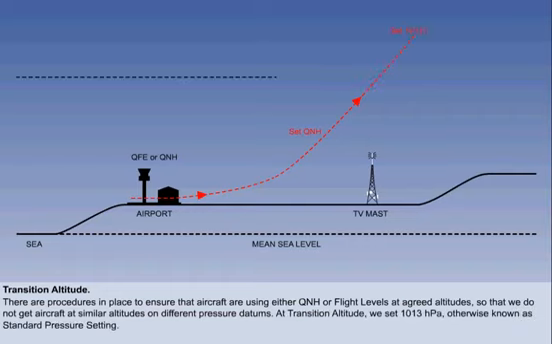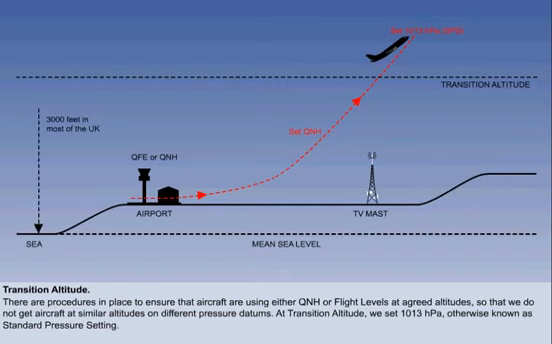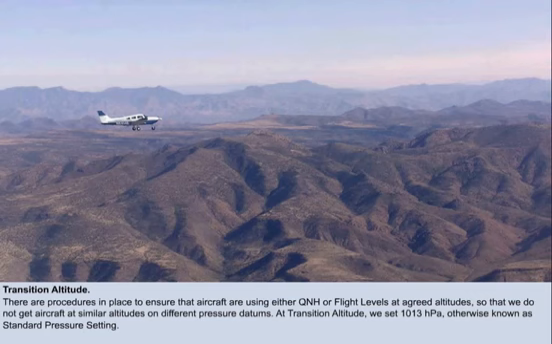At an agreed altitude, we set 1013, otherwise known as standard pressure setting. This altitude is called the transition altitude, and its actual value varies from country to country and region to region. In the UK, transition altitude is usually 3,000 feet, except in some major airport control zones where it may be 4,000 or 5,000 feet. However, other countries use different figures. In the United States, for instance, transition altitude is 18,000 feet.